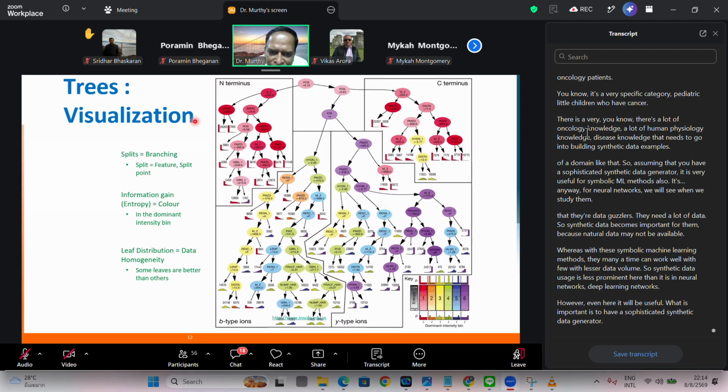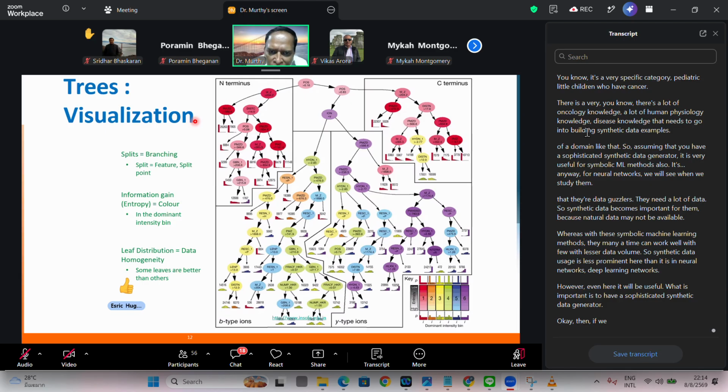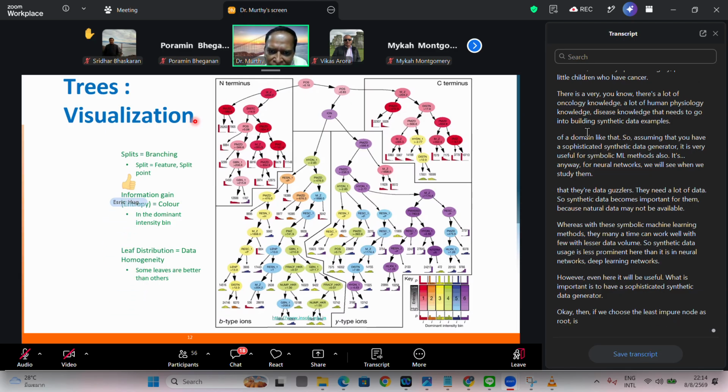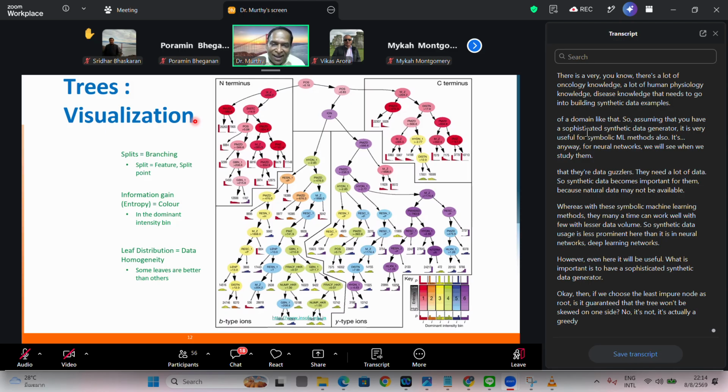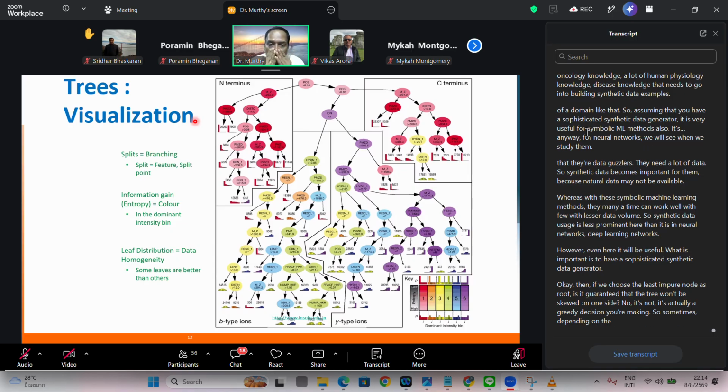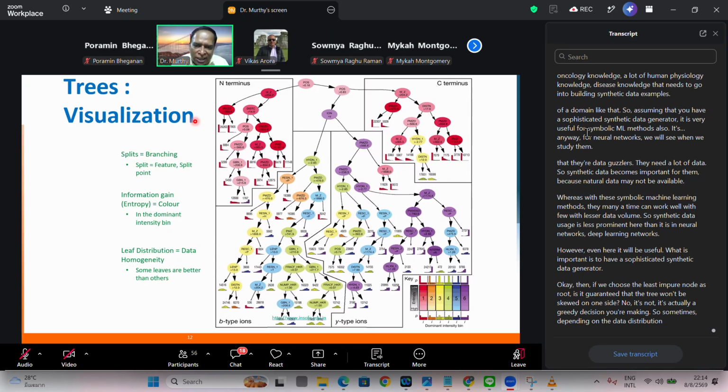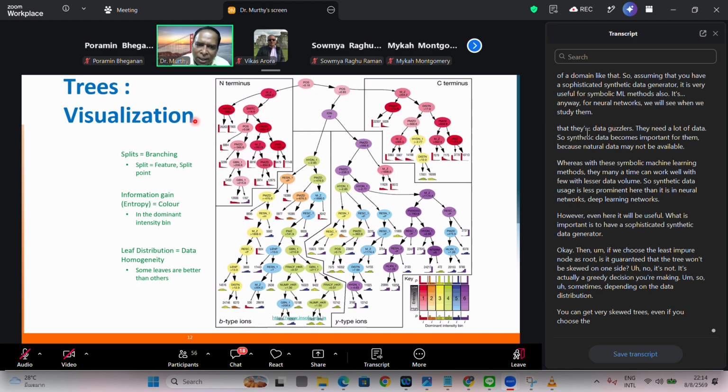Okay. Then if we choose the least impure node as root, is it guaranteed that the tree won't be skewed on one side? No, it's not. It's actually a greedy decision you're making. Sometimes, depending on the data distribution, you can get very skewed trees, even if you choose the least impure node.